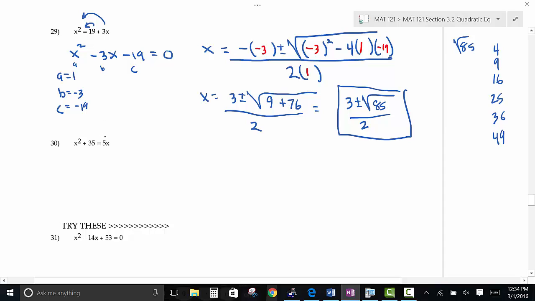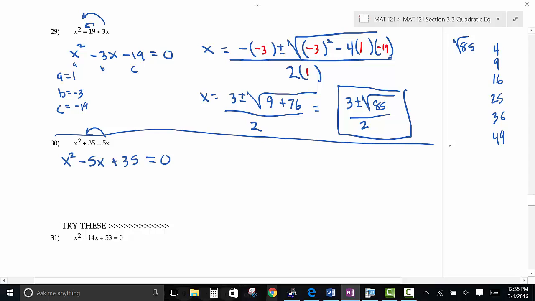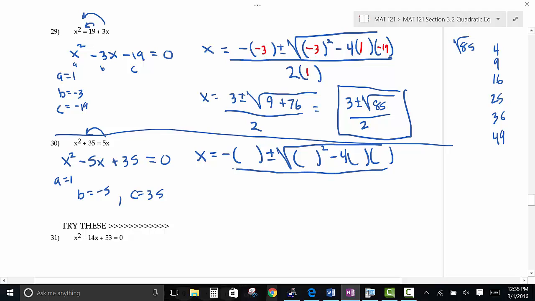Okay, next one, again, start the same way. Move the 5x the other side. So you're going to have x squared minus 5x plus 35 equals 0. You would find, again, this one does not factor. If it doesn't factor, don't even question it. Just go immediately to the quadratic formula. So when we do this one, we're going to have A is 1, B is -5, and we're going to have C is equal to 35. So we just go directly to the quadratic formula. Okay, so it's going to be negative B plus or minus square root B squared minus 4AC, and then again all over 2A, and we'll see what kind of happens on this problem.